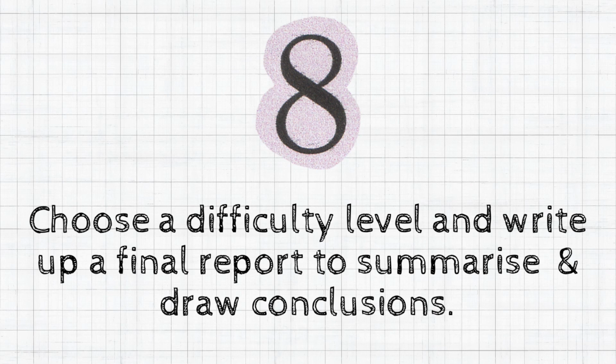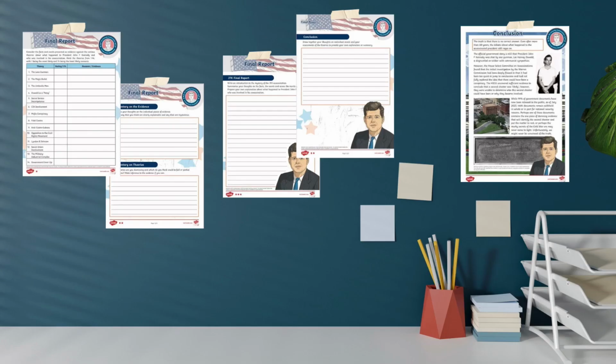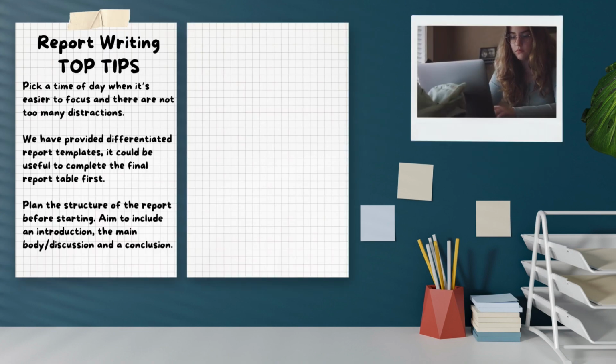Number 8, choose a difficulty level and write up a final report to summarise and draw conclusions. We've provided a short conclusion of our own, along with a range of differentiated templates. Pick one that suits your learner and the level of support that they need when writing a report. And here's some top tips when it comes to supporting this activity.